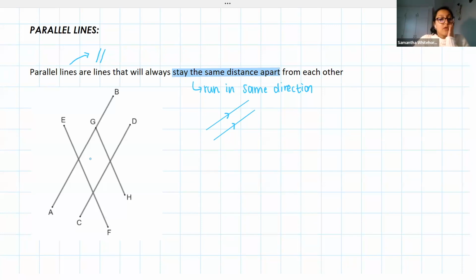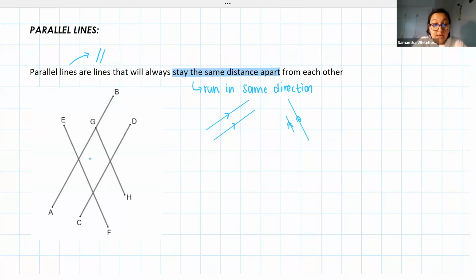Now, Compass asked a question of, do the lines have to be the same length? No. I could have a set of parallel lines, one that's quite short, one that's much longer, but as long as for the whole length of the shorter line, the distance between them is equal, they're the same distance apart all the way along their length, they can still be parallel. So these two lines we can still say are parallel to each other.